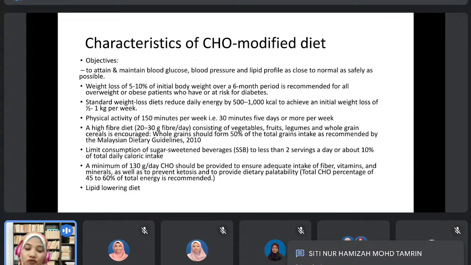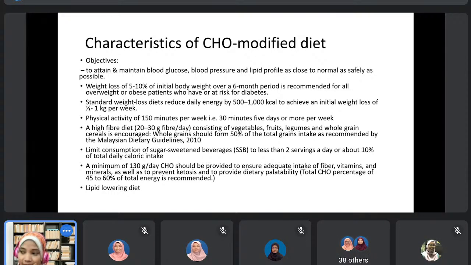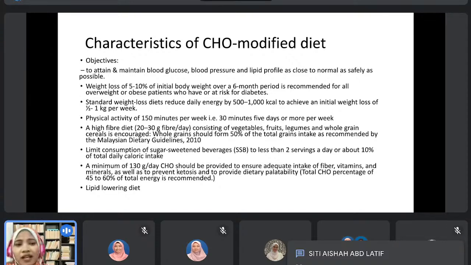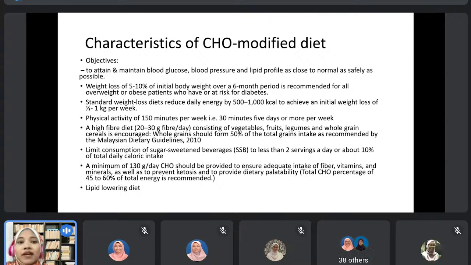One teaspoon of sugar is how many grams? 5 grams, right? Okay, so 5 grams is equal to 20 calories. Okay, 20 calories. So if I say 200, how many servings are allowed?